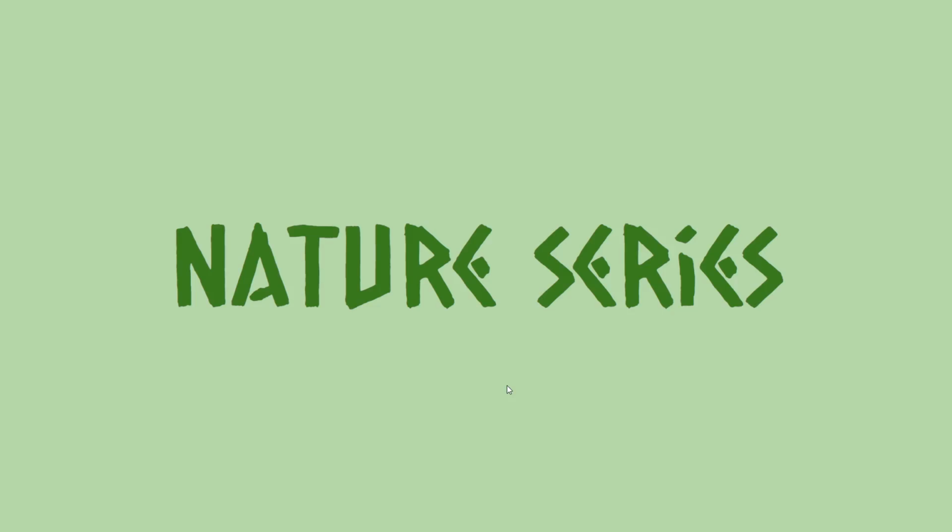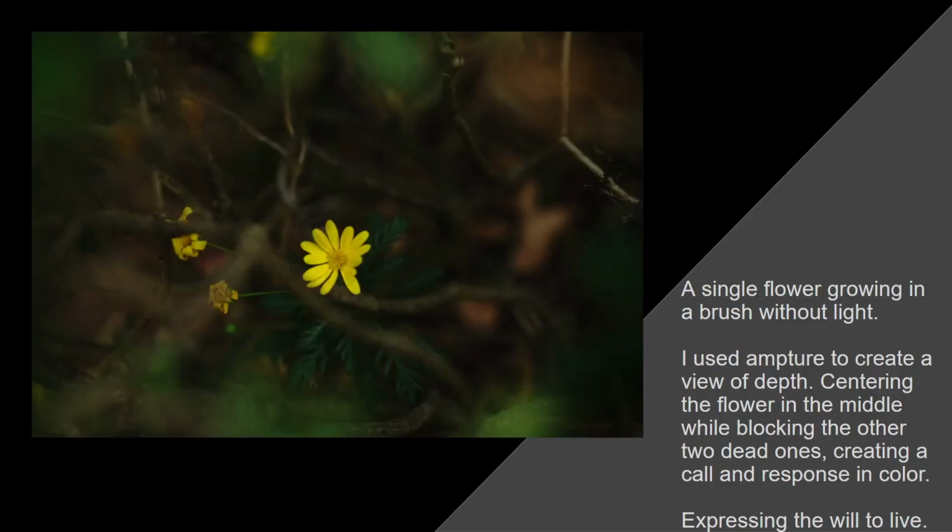So now we move on to my nature series. Here you can see a single flower growing in a bush without light. By that I mean a big bush, a few meters long and about 2 meters wide, and the height is about to my chest, so that's about a meter and 30 centimeters, something like that.